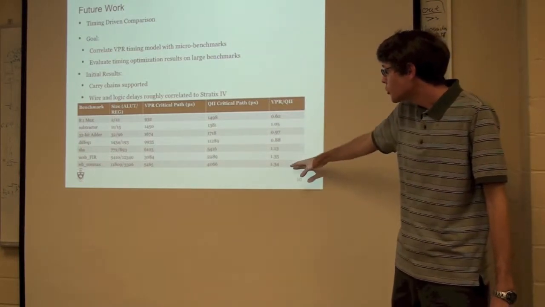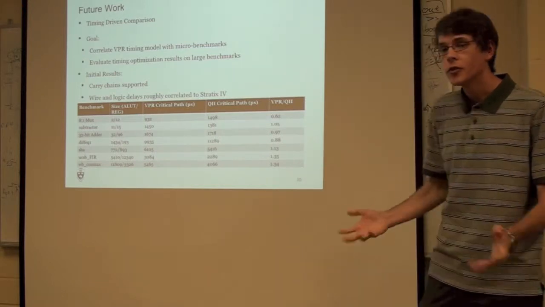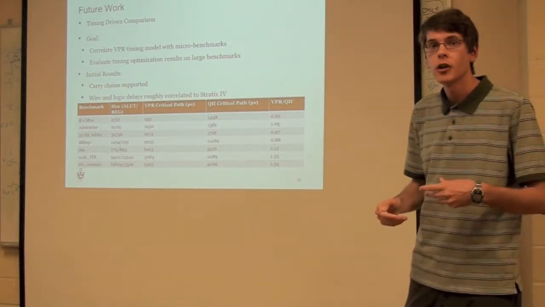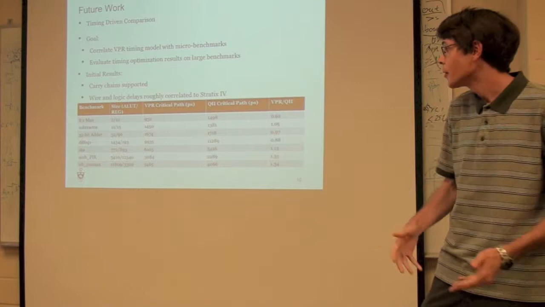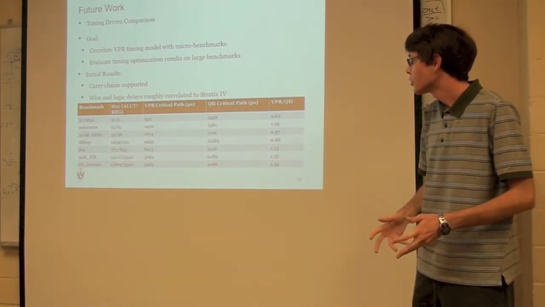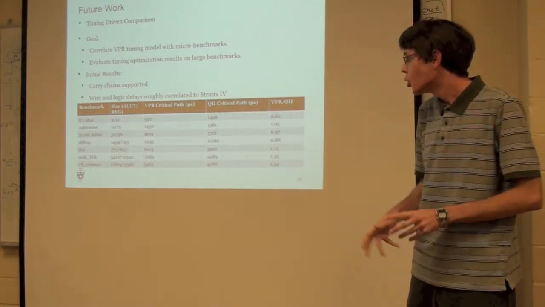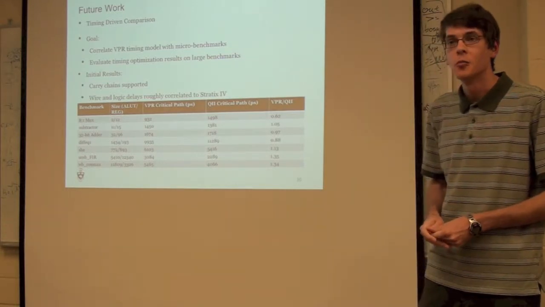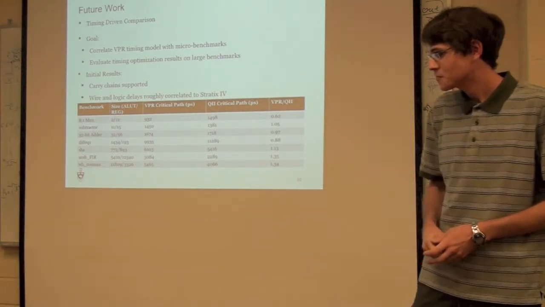As we go to the larger benchmarks, we see that there's more of a divergence between the two tools, with VPR achieving a worse timing optimization, a longer critical path than Quartus 2. Although at this point, it's really too early to make any definitive statements.